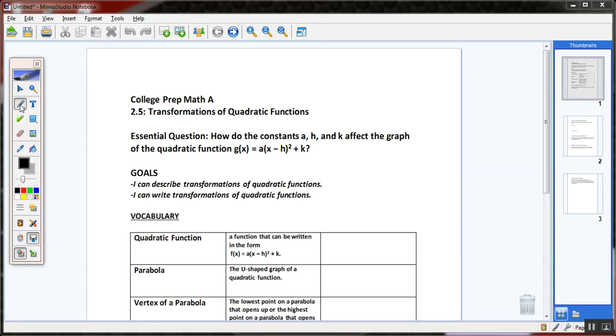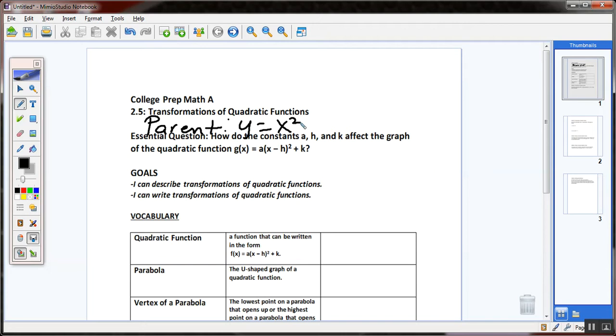So the idea today is this. If we're dealing with the transformation of quadratic functions, anybody remember the general form for the parent function of a quadratic? It's x squared. Yep, y equals x squared. Good. All right, so what kind of shapes do they make when you graph them? A U shape, okay, a parabola.